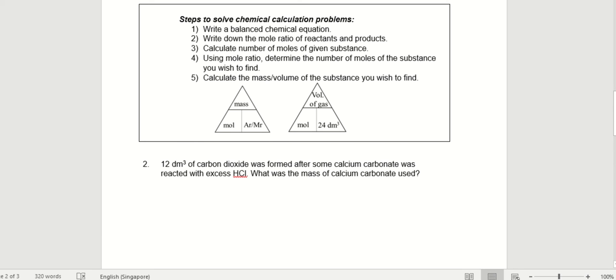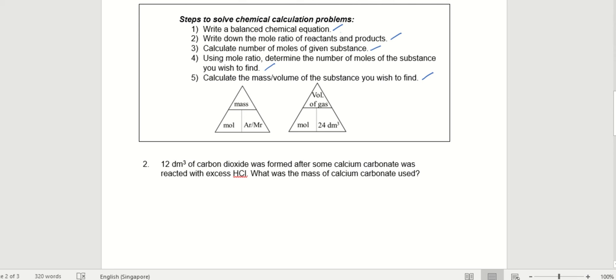In the first video, we did an introduction on how to solve problems involving chemical calculations. Okay, so let us do a quick recap. In order for us to solve problems involving chemical calculations, we first write a balanced equation. We write down the mole ratio of the reactants to the products. We calculate the number of moles of the given substance. We then use the mole ratio to determine the number of moles of the substance we wish to find, or the unknown. And lastly, we use that number of moles to calculate the mass or the volume of the unknown.